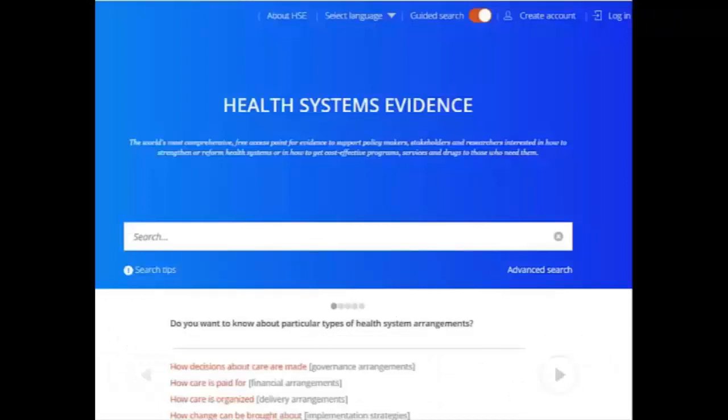In addition to answering questions about individual health and the health of populations and communities, people might also want to know how to better strengthen their system. And this is when you would go to health systems evidence. Health systems evidence contains research evidence about how to strengthen or reform health systems to get the right programs and services to those who need them.